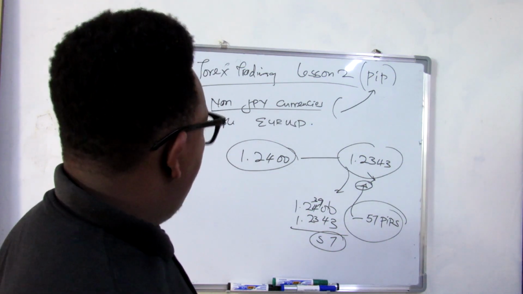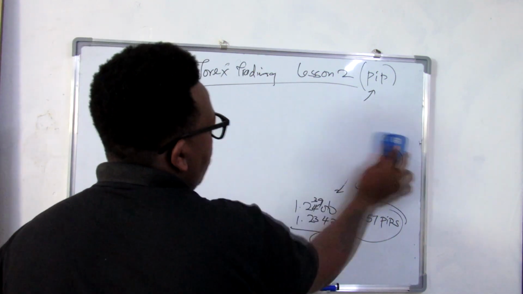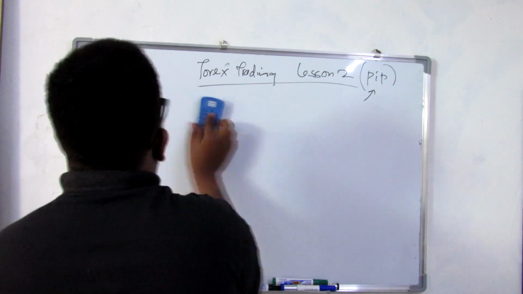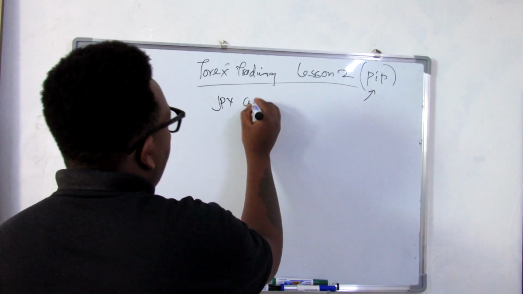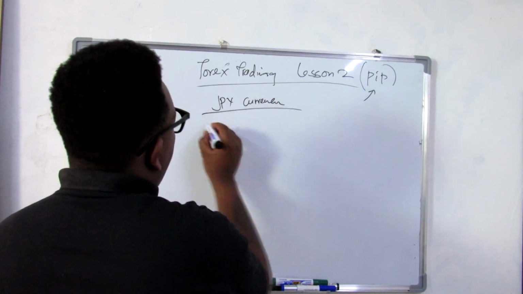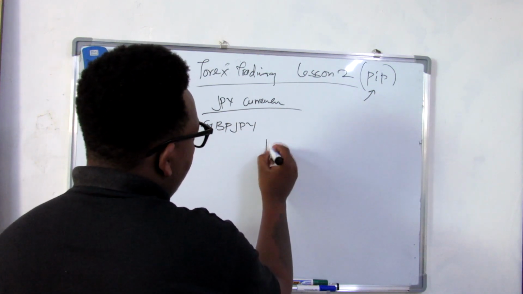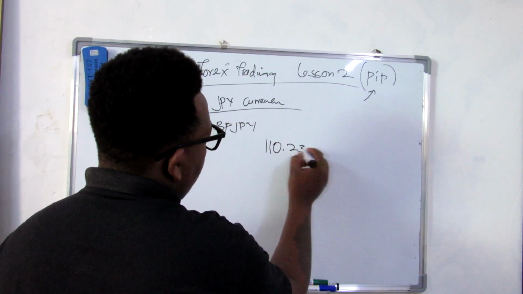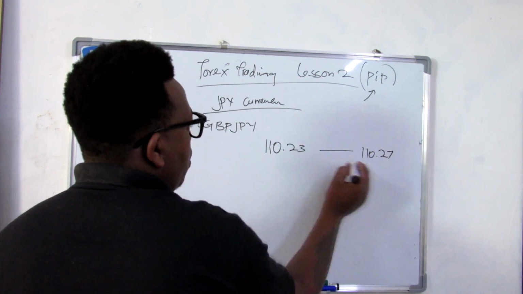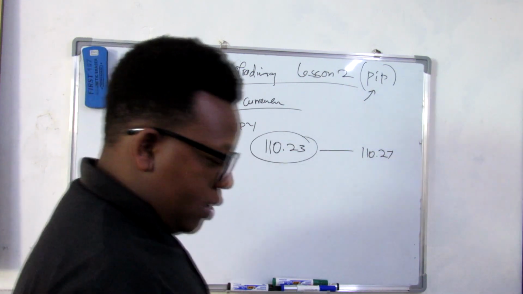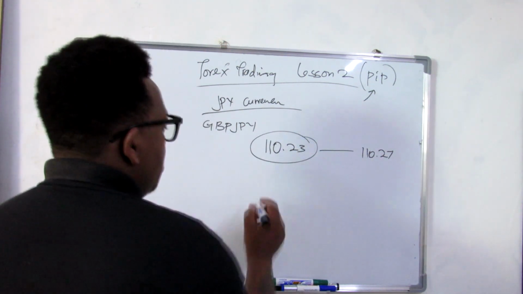We look into how you calculate for the JPY currency. In case you have any questions, just talk to me in the comment section, and I'll answer the question during my free time. So let's look into JPY currencies. Here we have currencies such as GBP/JPY. So for instance, the market moved from 110.23, it moved to 110.27. So if you have realized, the decimal places are not the same as they were for the case of the non-JPY. So for this case, this is what you normally do.